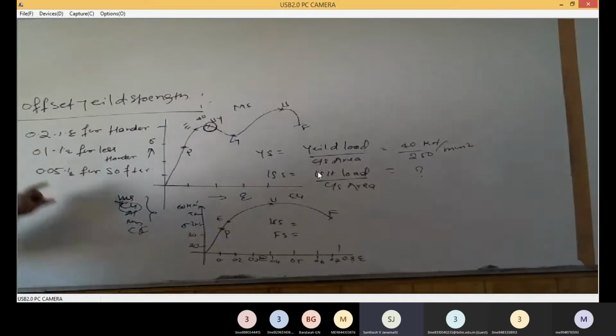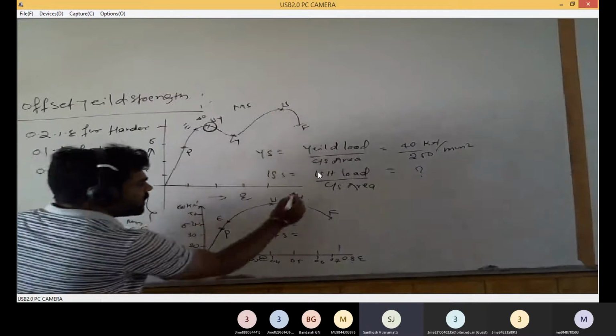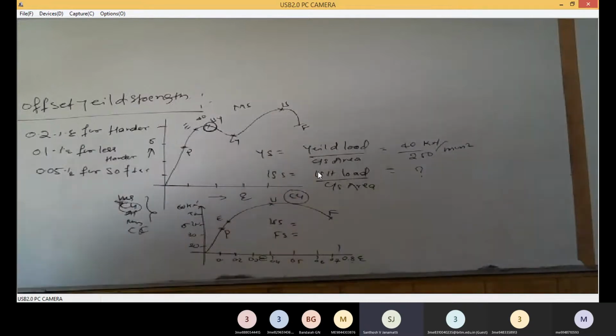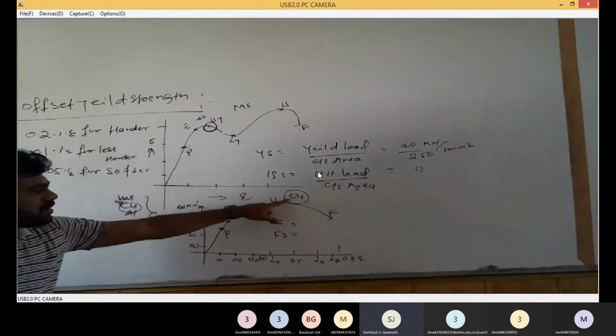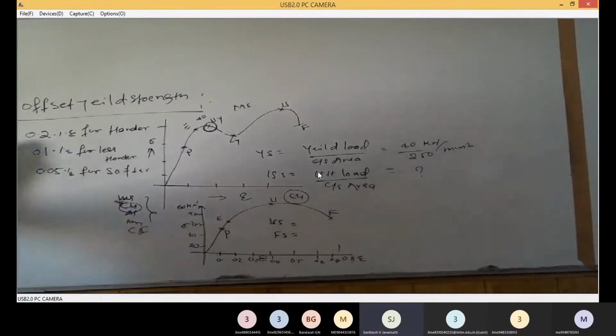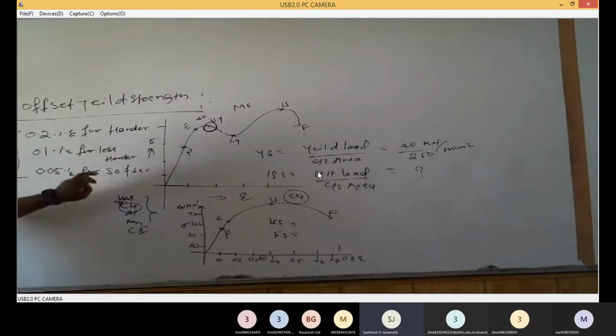Now I will come to here. First, what kind of material have you taken? You have taken copper material. Now you can check whether the copper is hard, less hard, or soft. Among these three categories, which category does this copper belong to? Harder, less harder, or softer? This is your aim. This is your basic knowledge.